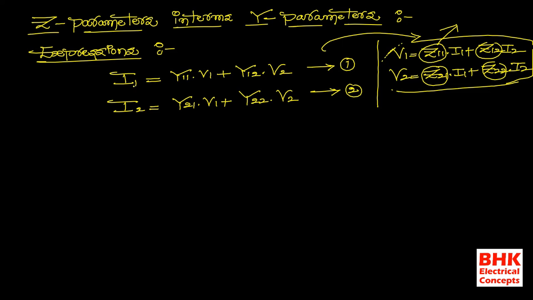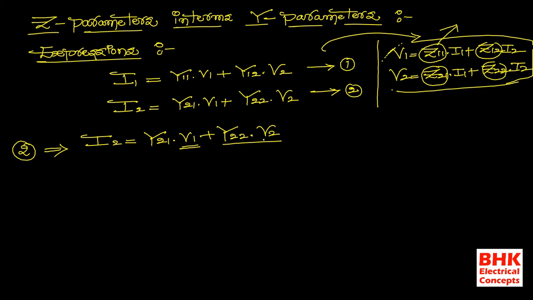Here the admittance parameter expressions are I1 is equal to Y11 V1 plus Y12 V2, I2 is equal to Y21 V1 plus Y22 V2. Now from equation number 2 I am writing I2 is equal to Y21 V1 plus Y22 V2. This is the actual expression of I2. Now from this I am going to write the expression of V1. To get V1, just send this term to the left side, then it gives I2 minus Y22 V2 is equal to Y21 into V1.